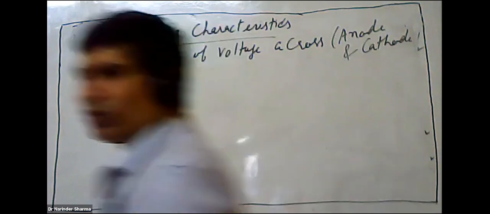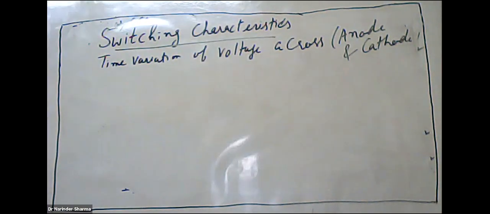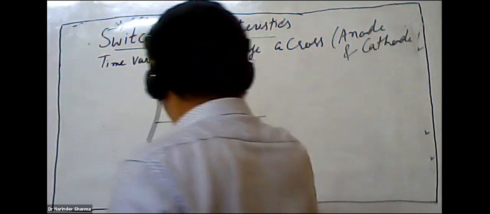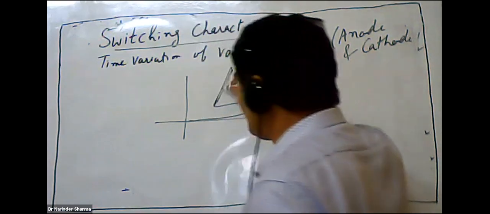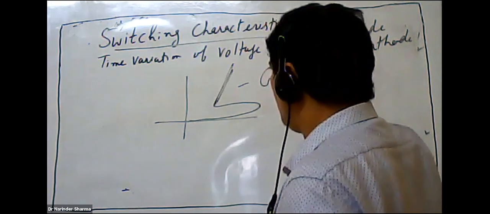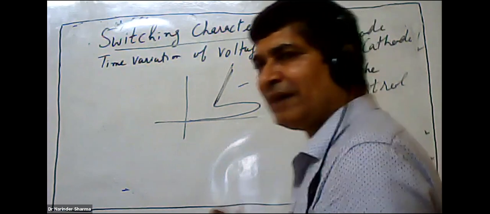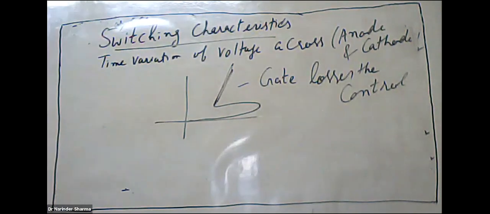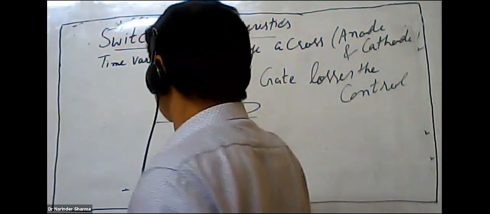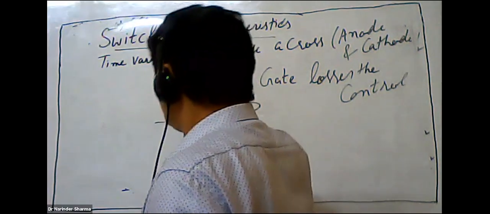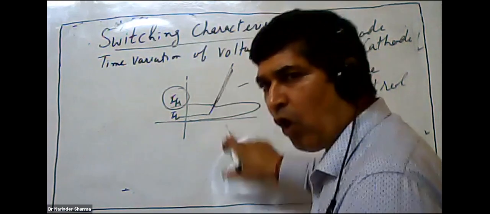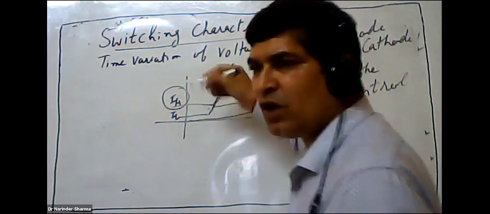After turning on the thyristor, the gate loses control. When this stage is attained, the gate loses control; there is no control by the gate to turn it off. The thyristor is turned off by reducing the anode current below the holding current. This is the latching and holding current. So the thyristor can only be turned off if this current is lesser than the holding current.